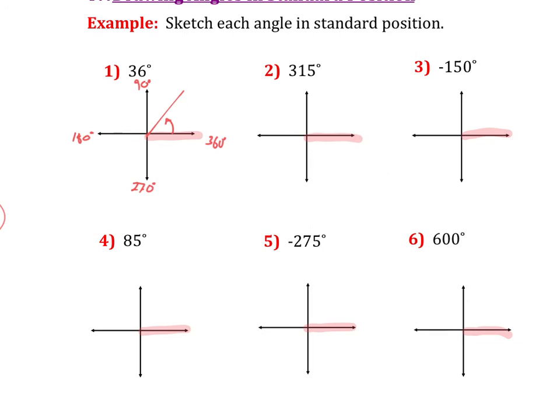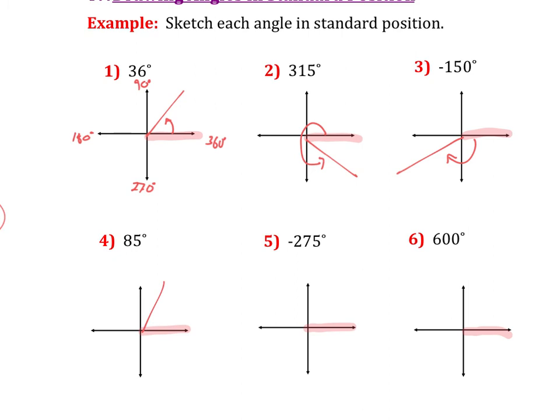If I do 315, I'd go past 90. I'd go past 180. I'd go past 270. But I wouldn't quite get to 360. So somewhere in here, quadrant 4, bam. Negative 150. So negative means I'm going backwards. I'm going down and around. I'd go past the 90, but not quite to the 180. So it'd be somewhere in quadrant 3. Throw in the direction of rotation.